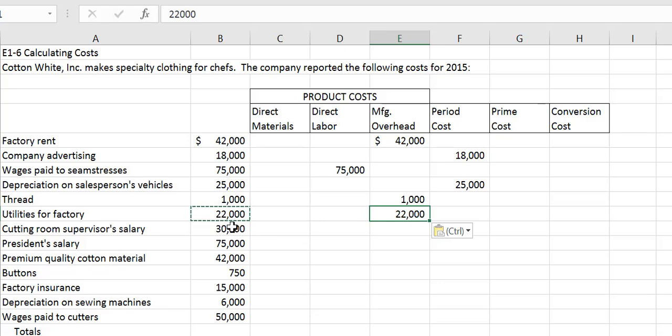Cutting room supervisor's salary. Now, because the supervisor doesn't directly touch the product, is probably not directly making the product, just overseeing people who do, that person's salary would also be a manufacturing overhead cost. Okay, the president's salary. The president oversees manufacturing, yes, but the president is considered an administrator primarily, so that's an administrative period cost.